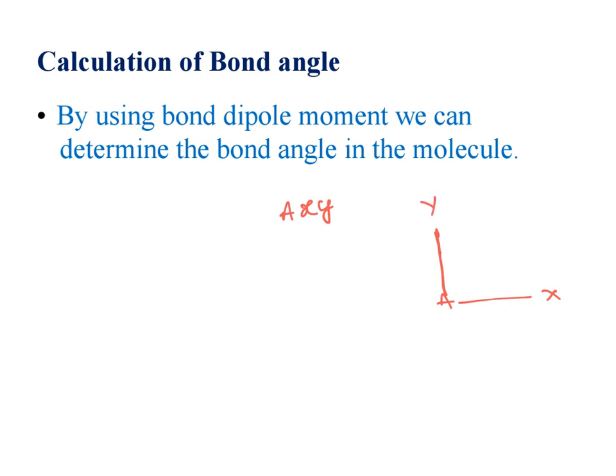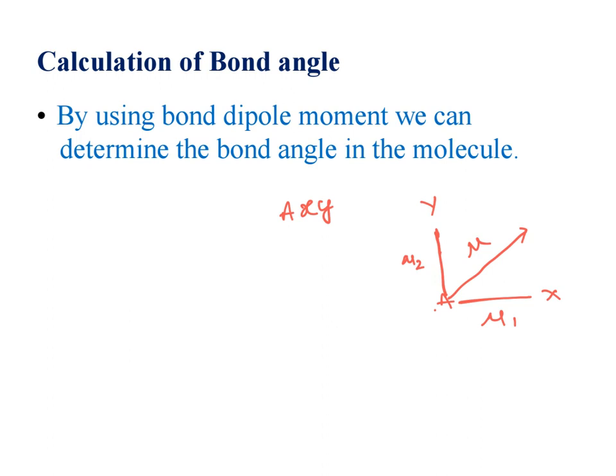By using bond dipoles, we can calculate the dipole moment. Let's assume the AX bond dipole is mu1, because every bonded pair of electrons is polarized. As a result we get a bond dipole, and the AY bond dipole is mu2. Dipole moment has a directional character, so for mu1 and mu2 the resulting dipole moment will be oriented in this fashion, and this is called the dipole moment of the AXY molecule.